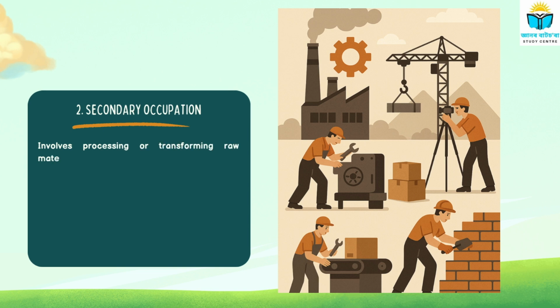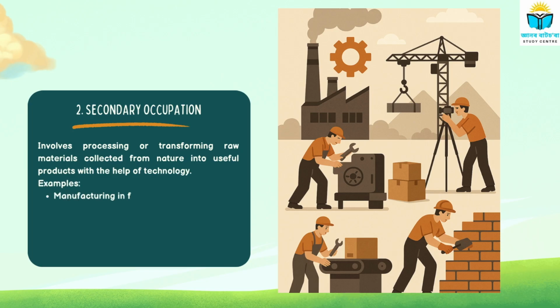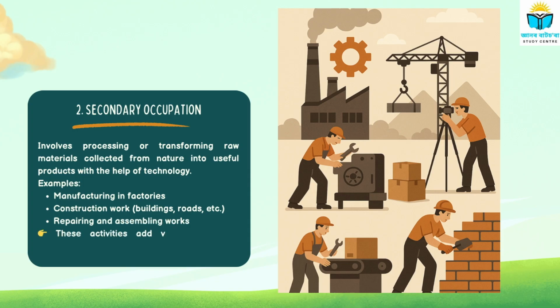Next, we have the secondary occupation. These activities involve processing or transforming raw materials collected from nature into useful products using technology. Some examples are manufacturing in factories, construction work like buildings and roads, and repairing and assembling machines or tools. These activities add value to natural resources and help create finished goods that we use every day.